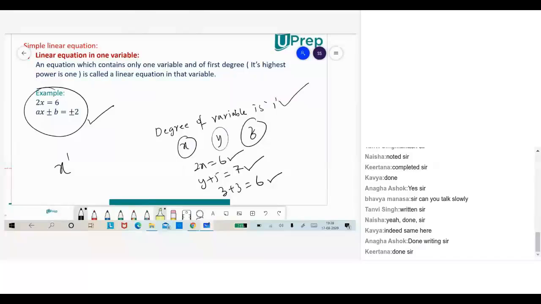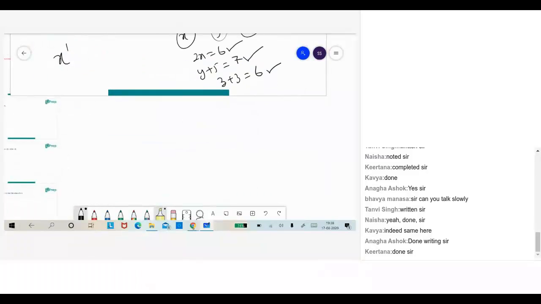Here also, the equation will have a solution. For example, let me give you an example. Take this example, something like y plus 5 is equal to 7, the above example.